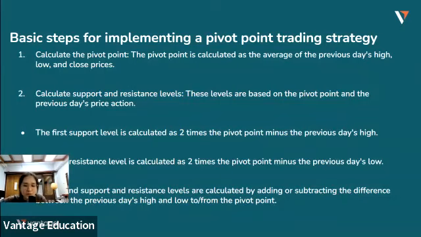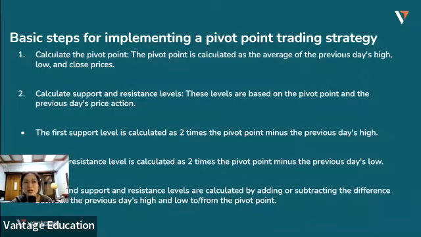So here are the basic steps for implementing a pivot point trading strategy. Firstly, we calculate the pivot point. The pivot point is calculated as the average of the previous day's high, low, and close prices. This is the most important level because it represents the point at which the market may change direction. Secondly, you then calculate support and resistance levels. Once the pivot point is determined, you can calculate the support and resistance levels, which are based on the pivot point and the previous day's price action.